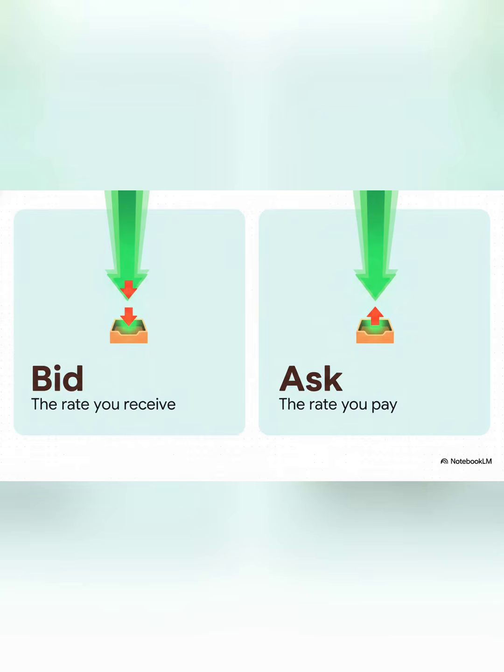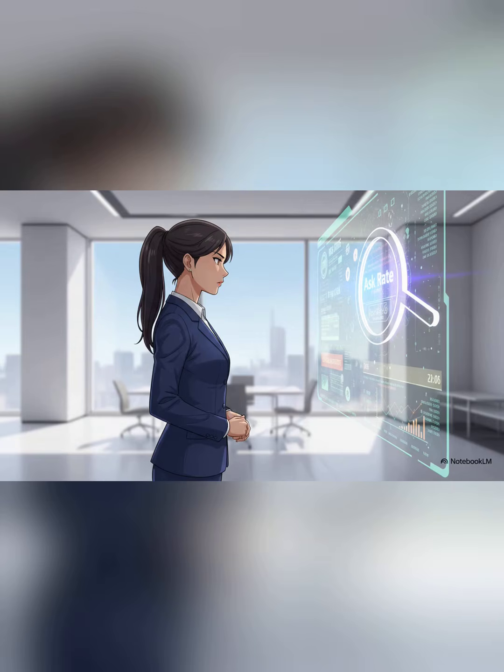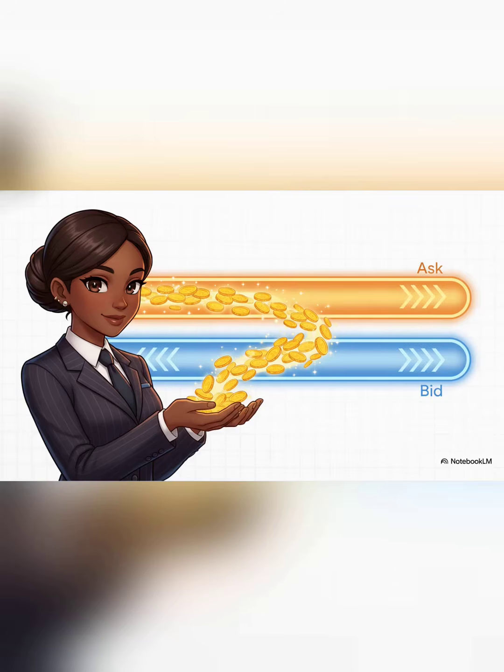the ask. Here's the key. The bid is the rate you receive. The ask is the rate you pay. Remember, our CFO wants to pay a fixed rate. So which one do they care about? The ask rate. But what's in it for the dealer?